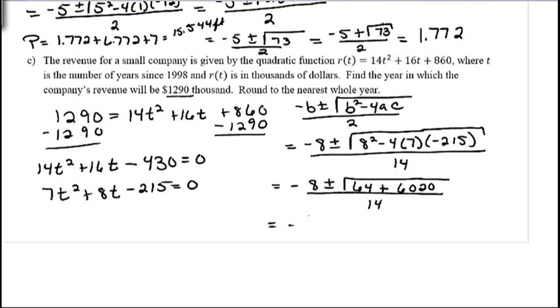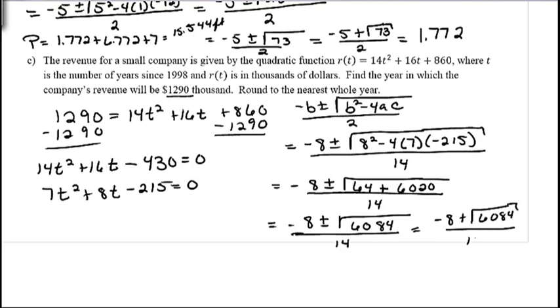So we have negative 8 plus or minus the square root of 6,084, all of that being divided by 14. And what we're calculating is a year, and we don't want negative years, so again, we don't need to consider the negative root. We only need the negative 8 plus the square root of 6,084 divided by 14 number. So I'm going to find this square root.